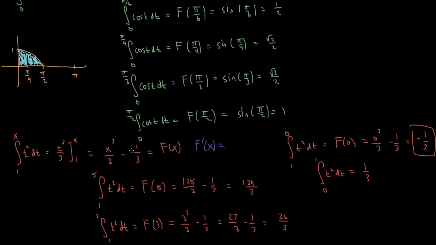So what is the derivative of capital F right here? Well, the derivative of x cubed is 3x squared. Well, 3x squared over 3 is x squared. The derivative of negative 1/3 is 0. So the derivative of capital F is x squared, which is the original integrand evaluated at x.